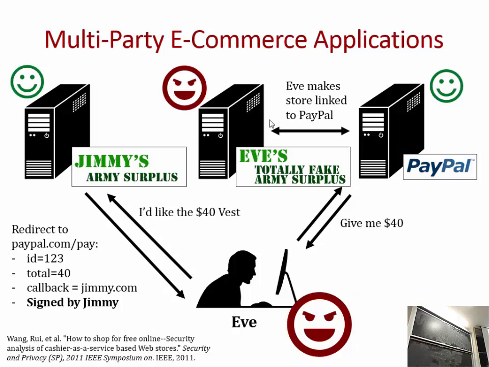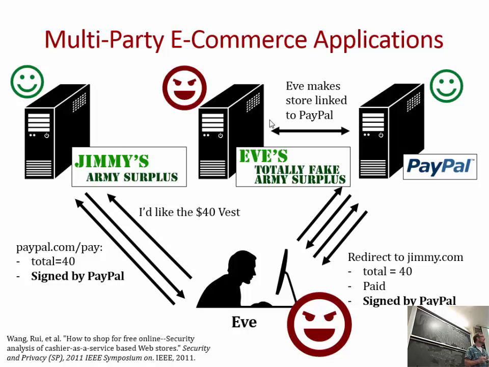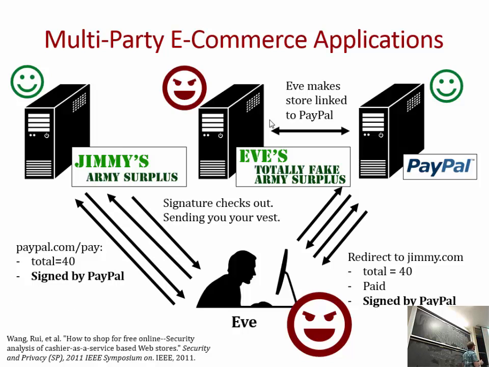And so now PayPal says, here's $40. Okay, redirect to Jimmy.com. Total was 40. The transaction ID was the same. It's paid, signed by PayPal. But where did the money go? It went to Eve, right? But the transaction ID was over here, right? Oh, snap. You see how different and how difficult identity and authentication is on the internet?